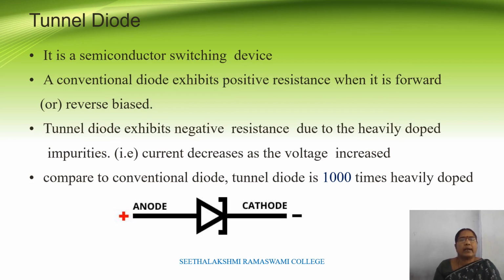Next one is the tunnel diode. The tunnel diode is a semiconductor diode. It is used for switching purposes. A conventional diode exhibits positive resistance when it is forward or reverse biased, but the tunnel diode exhibits negative resistance due to the heavily doped impurities. Negative resistance means current decreases when the voltage is increased. Compared to a conventional diode, the tunnel diode is 1000 times more heavily doped. The symbol of the tunnel diode is shown in the figure.